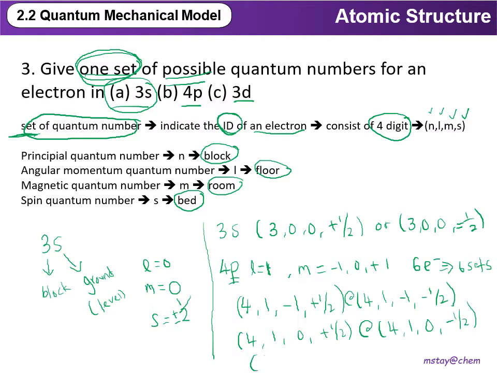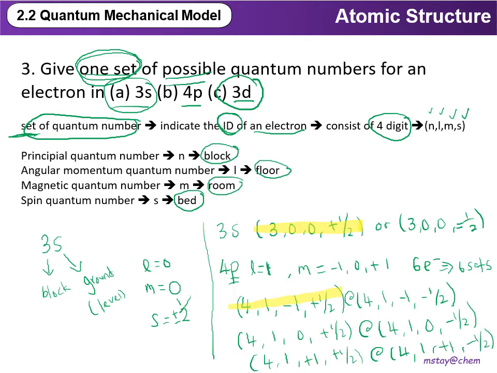The third room: 4, 1, +1, +half. The third room still has one more bed: 4, 1, +1, -half. So you just need to give either one set, one set only. Okay, the last one is 3d.